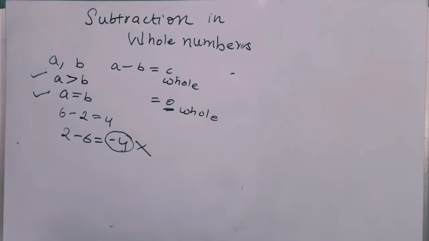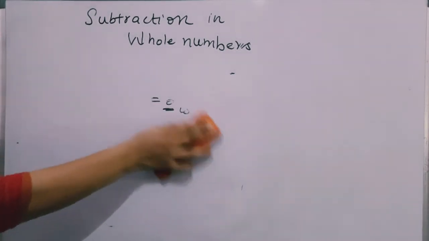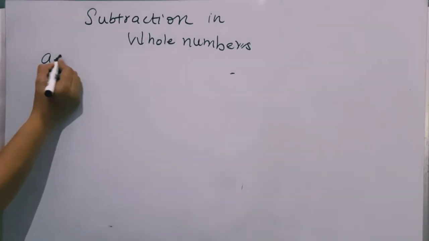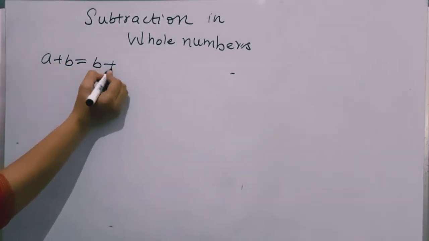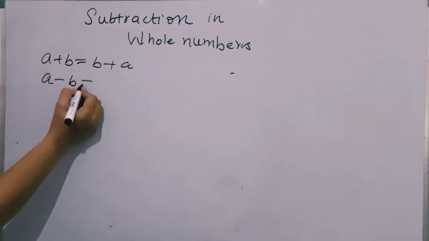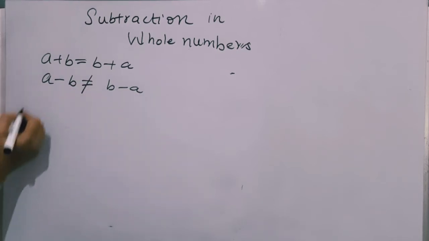Now I am going to explain you about the second property. So the second property is commutative property. So we have to check that the commutative property follows in subtraction or not. Right? So what was the commutative property in addition? The commutative property in addition is a plus b is equal to b plus a. But in subtraction, a minus b, is it equal to b minus a? No, it is not equal. We will learn this by some examples.